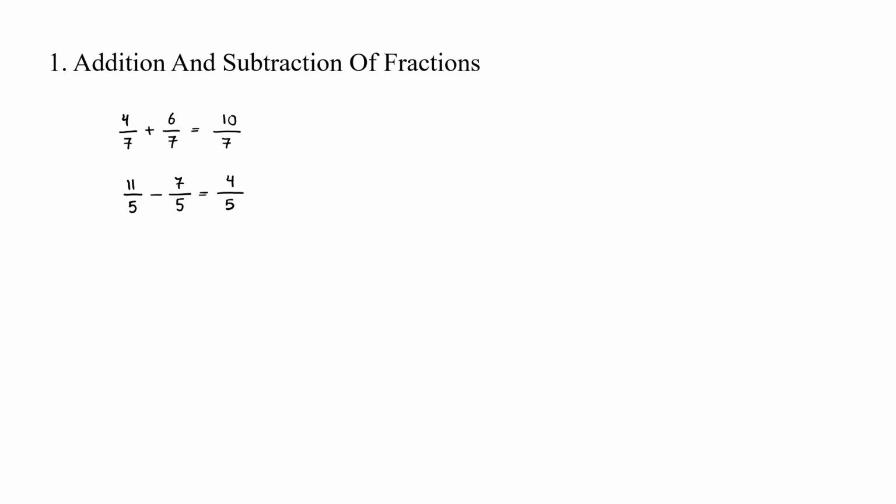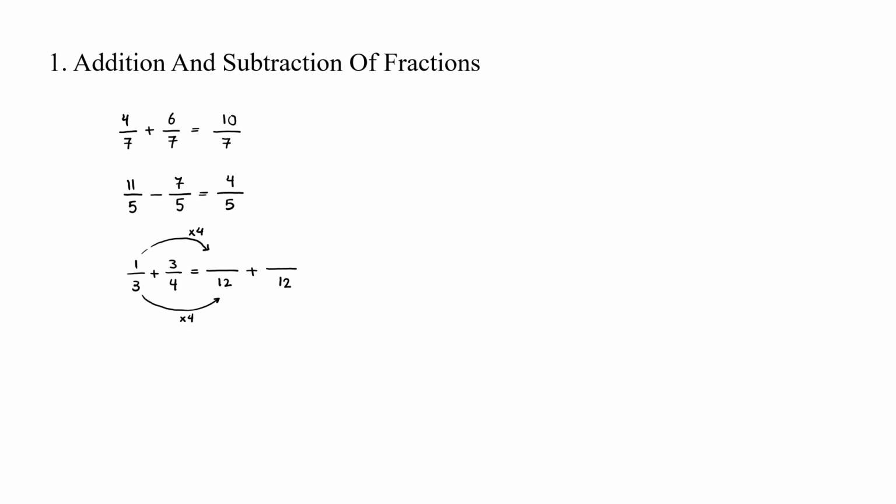Okay? But the problem is that when you have fractions with different denominators, for example, 1 over 3 plus 3 over 4. If you want to add these two fractions, you need a common denominator. So you have to write, for example, 3 times 4, 12 for both of them. Then you will see that 3 is multiplied by 4. So 1 should also multiply by 4.